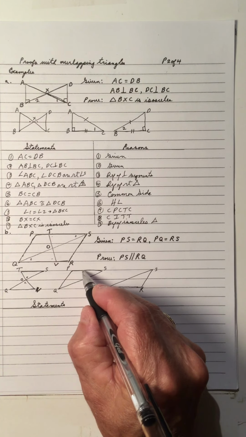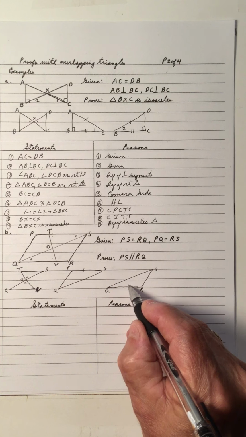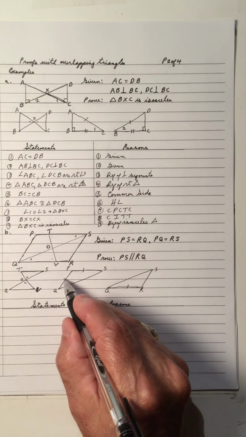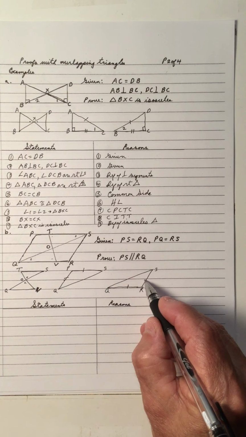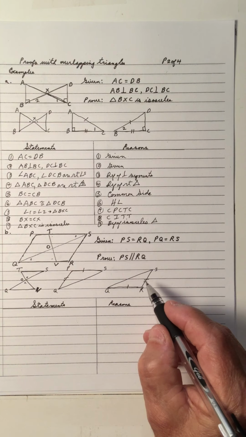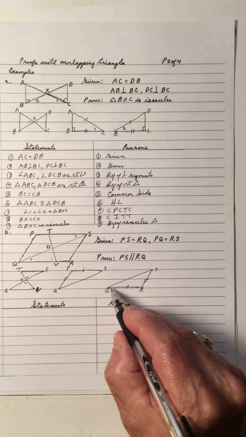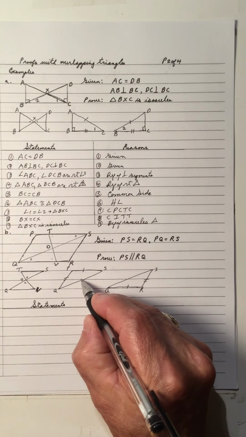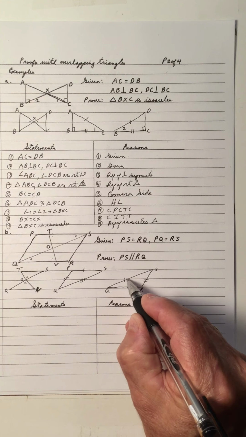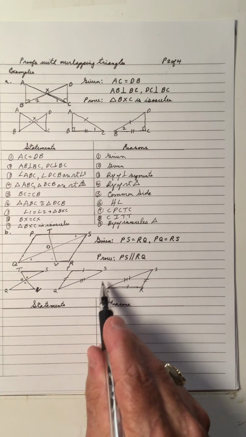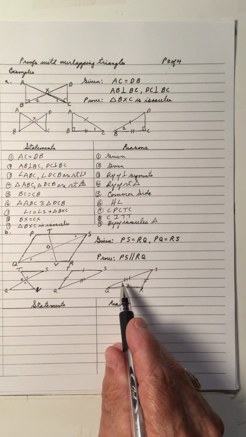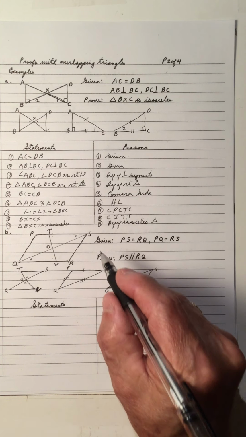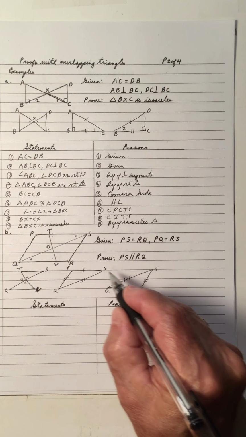Let's see. I have PS is equal to RQ. I have PQ equals RS. And notice that QS and SQ are common to the two triangles. So the triangles are congruent by SAS, and that means that, and I'm going to look at these angles.